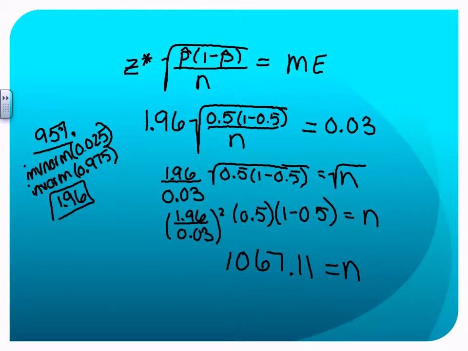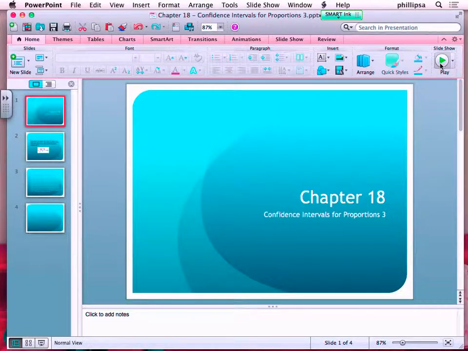Of course, the 0.11 is a little problematic, so what we would want to do is round up to 1068. So we would want to say 1068 respondents in order to ensure that the margin of error is no more than 3%. And that's it with video 3. We'll discuss more in class.